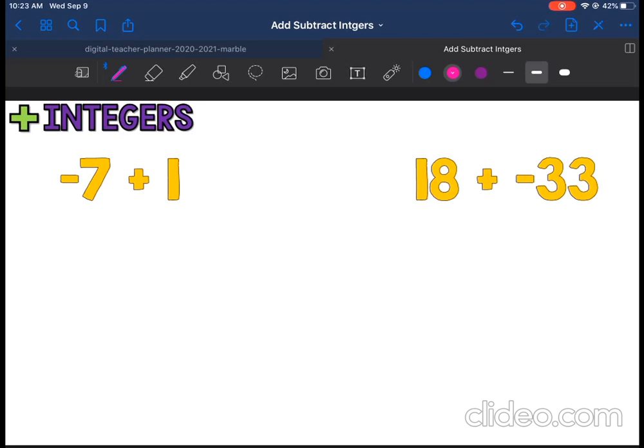So, -7 plus 1. First thing I want to ask myself: same sign or different sign? Second question, do I want to add or subtract? I want to subtract, so I'm going to subtract 7 minus 1, which is 6. Third thing I want to ask myself is what's my biggest number, 7 or 1? 7. Last thing I want to ask myself, is my biggest number positive or negative? Negative. So my answer is going to be -6.